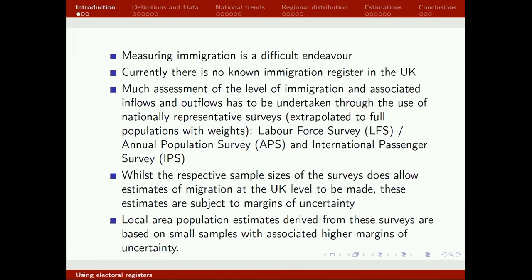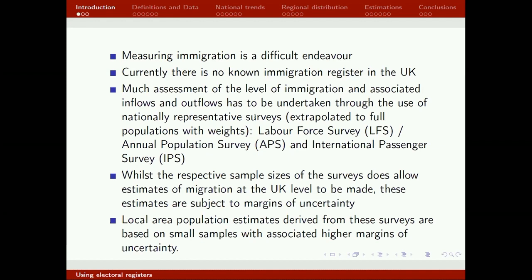We all know that the measurement of immigration is a difficult task and has been used a lot by policymakers in the past. Targets have been announced and consistently overlooked and failed. Those targets were based on measurement of immigration, which mostly relied on surveys, and in particular the two that I listed here: the Annual Population Survey, which is really an extension of the Labour Force Survey, and the International Passenger Survey, the IPS, which we will not use during this work for a reason that we'll explain in a minute.